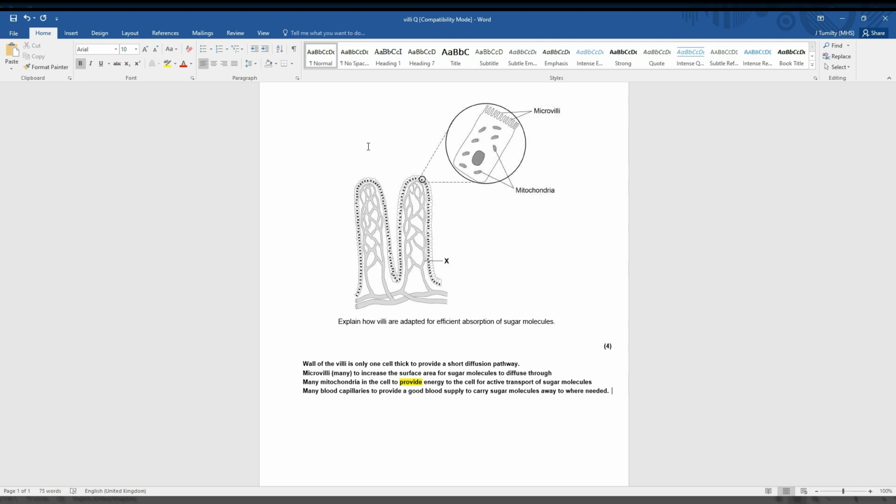As I say, they're not the only answers that we could provide, but they're the ones that are sort of jumping out from that diagram. Okay, so I've gone with those.